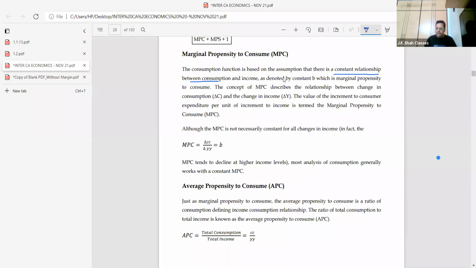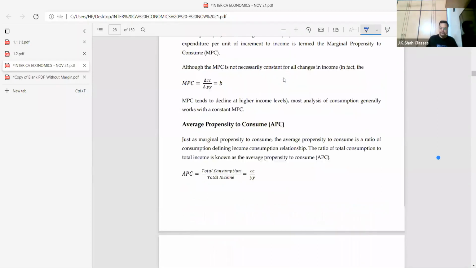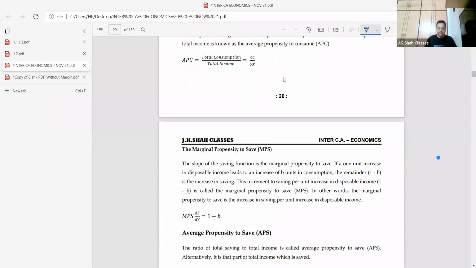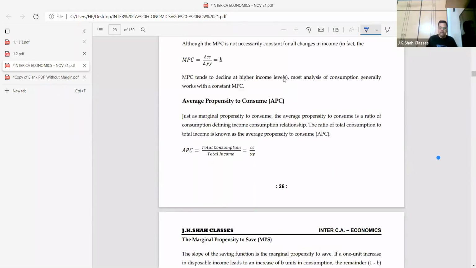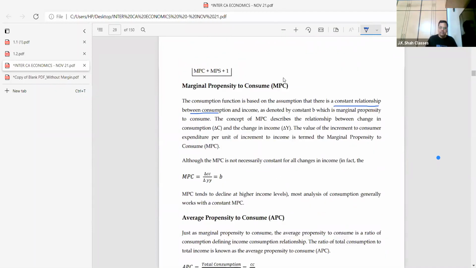Let's move ahead. Students, any doubts over here? Few things that you need to remember.